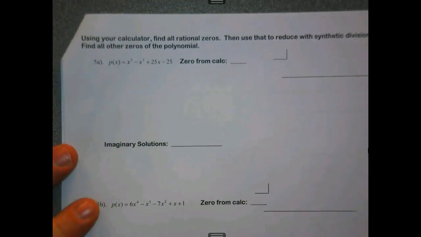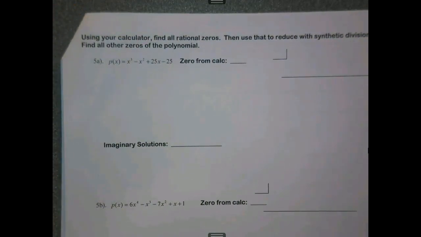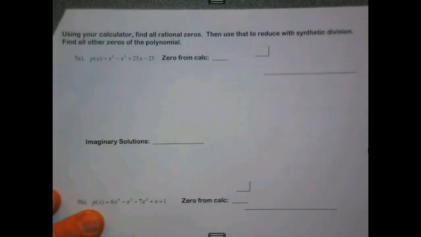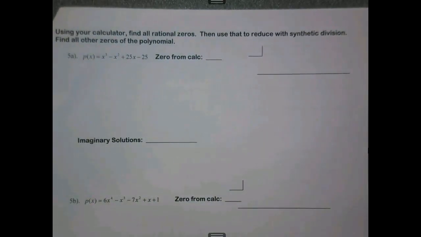All right, using your calculators, find all rational zeros. Then use that to reduce with synthetic division. Find all other zeros of the polynomial. Okay. Are you ready? Are you ready, kids? There you go. See, somebody's paying attention.